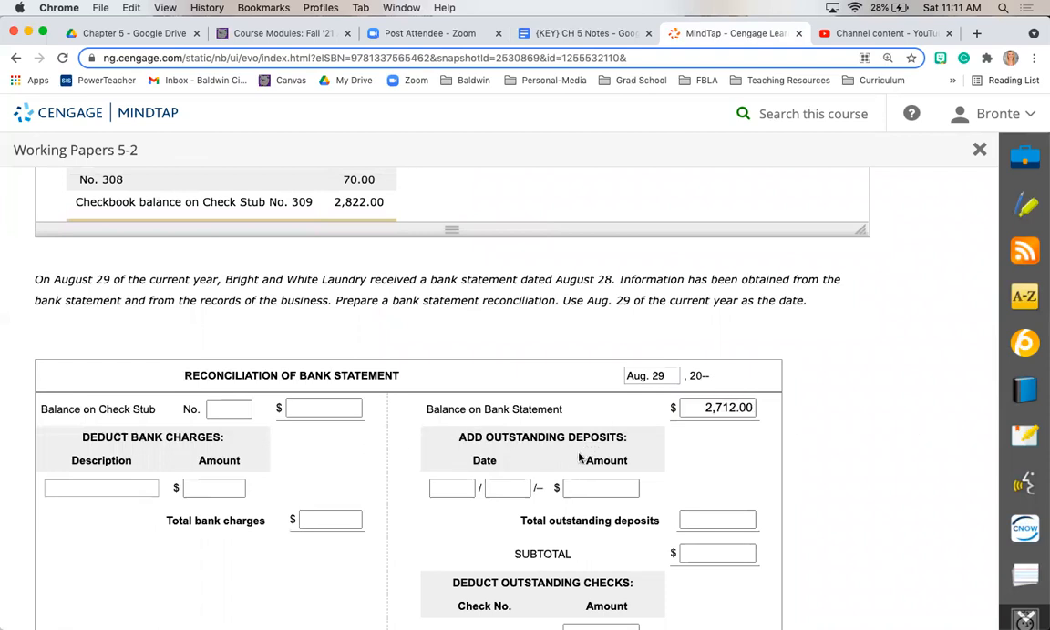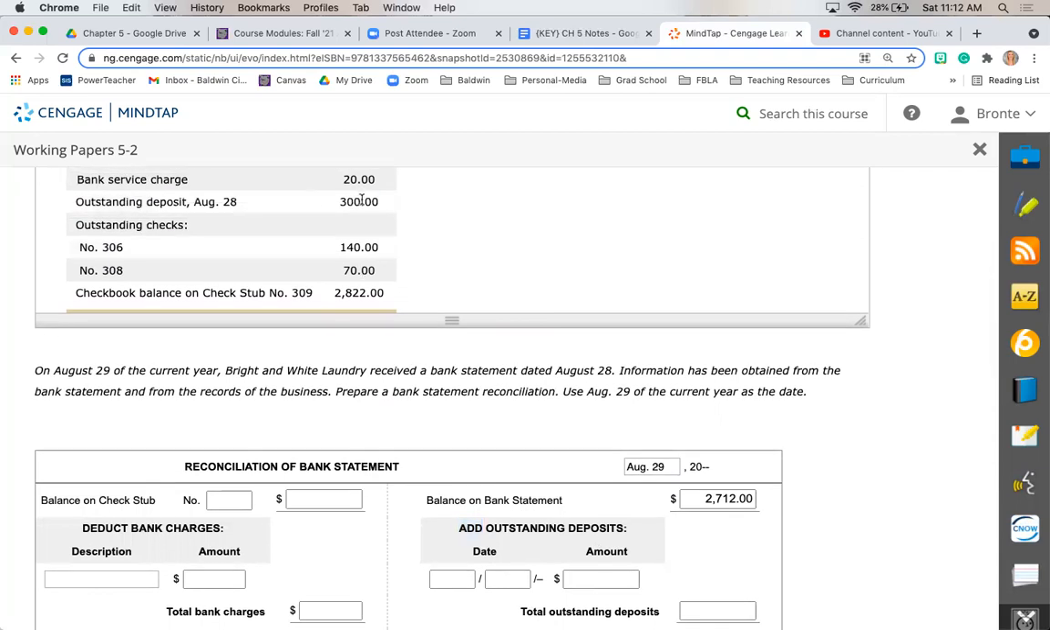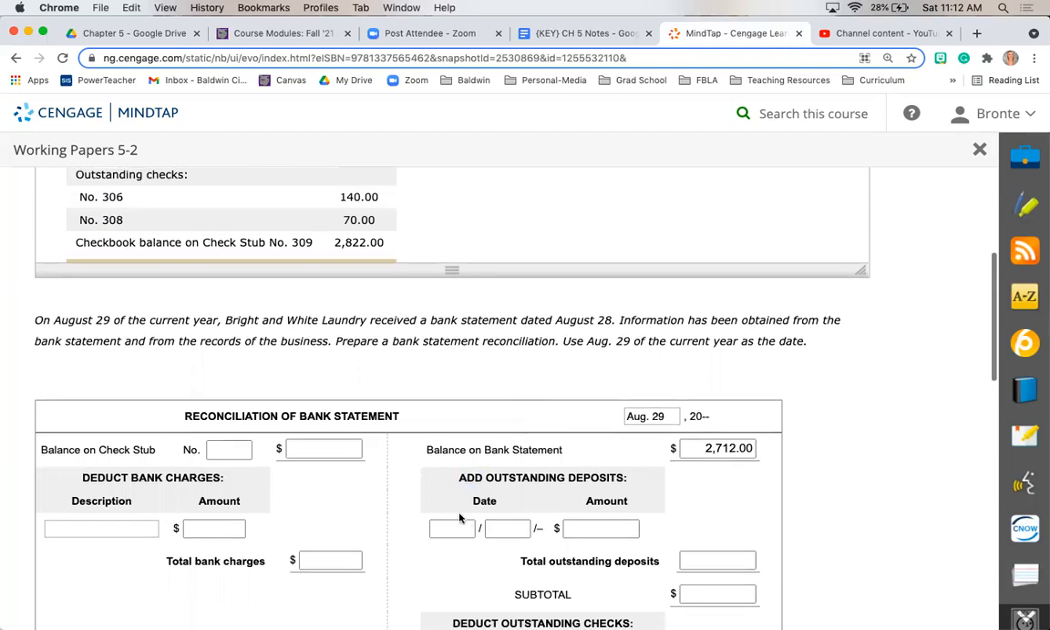Next, any outstanding deposits, it wants us to add them to our balance. So this worksheet is to help you. Just follow it step by step. Outstanding deposit, we have one, $300 on August 28th. August is the 8th month, 28, and it was $300.